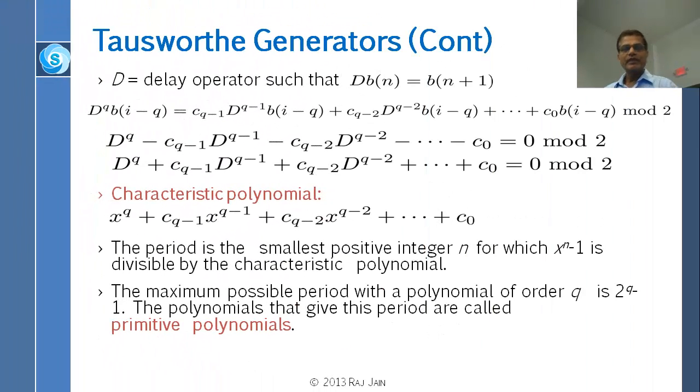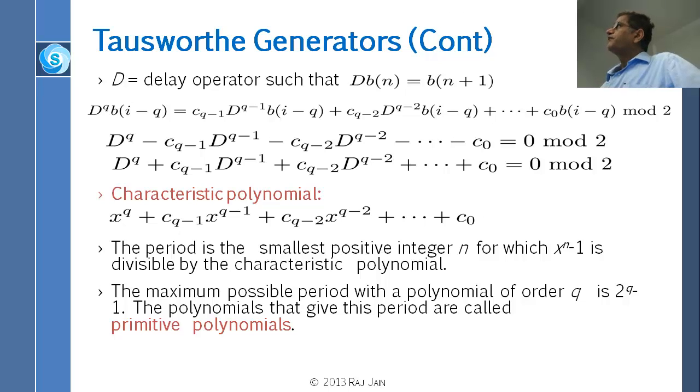All right, before we go to the example, the way to express these things is to use a delay operator. When you apply a delay operator to something, it goes up by that. So for example, if you apply it to bn, it becomes bn plus 1. This is just a notation. So instead of writing bn plus 1, we can write d applied to bn.